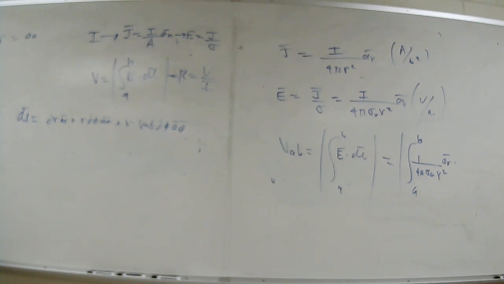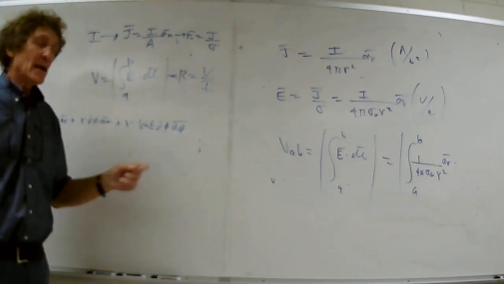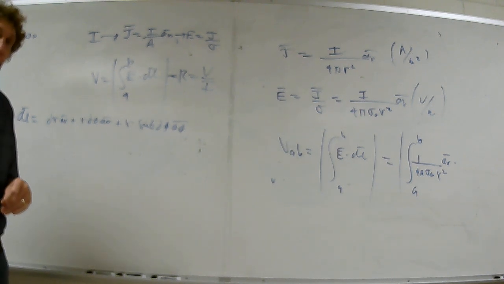If you dot that, only the a_r component survives. Do y'all follow me? When you dot a_r dot a_phi, it's 0. a_r dot a_theta, it's 0. a_r dot a_phi, it's 0. With me?